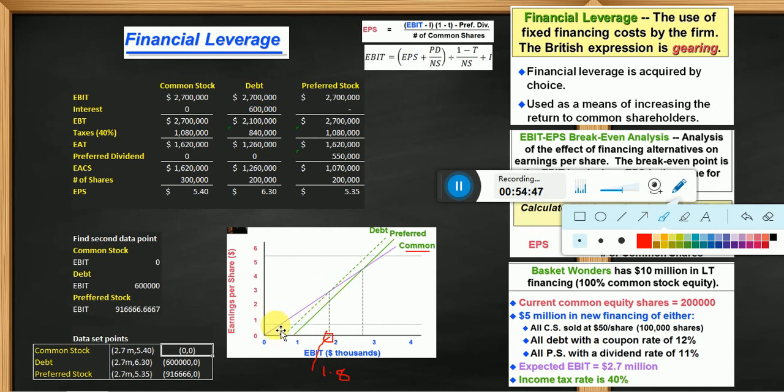What does dominant mean? It means if your expected EBIT is less than 1.8, then the common stock earning per share will be higher. Why? Because here it is dominant. Once again, if your expected EBIT is less than 1.8, then you have to select the common stock as your alternative, because the common stock is providing the higher earning per share if it is less than 1.8.